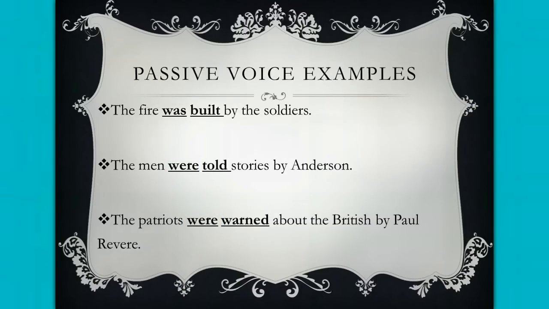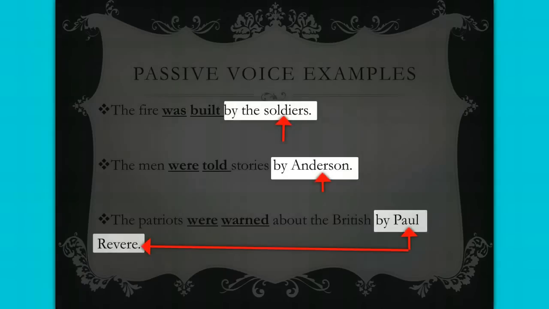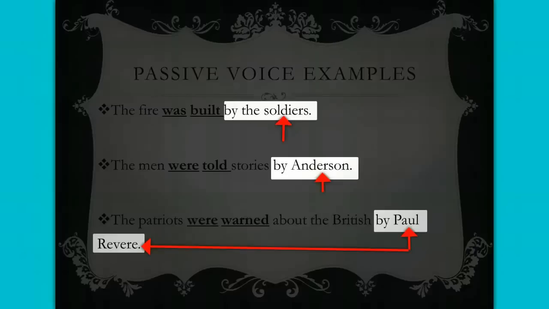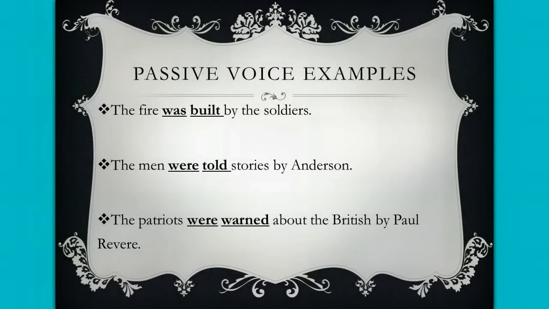Just because there is a helping verb present doesn't necessarily mean that the verb is in passive voice. There are other indicators to look for. If you look at all three examples, you will see a prepositional phrase following the verb. In each of the three examples, the prepositional phrase beginning with the preposition by is followed by who or what is doing the action. These two things together indicate that the sentence was written in passive voice. In passive voice sentences, the who or what performing the action comes after the verb.